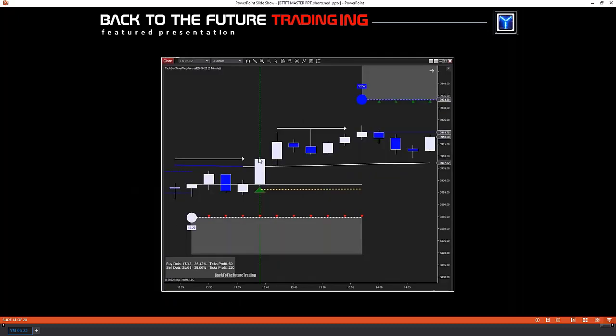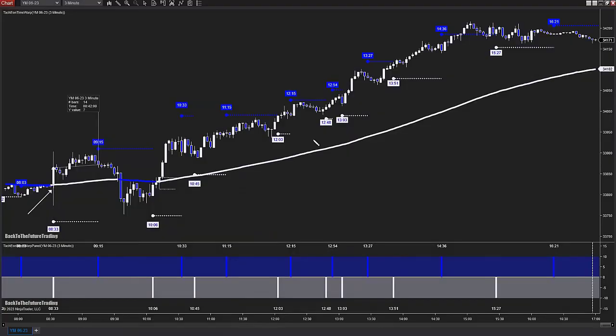We enter at the close of the candle. We put our stop 1 to 2 ticks below the candle that closed in the direction of the trend. And if we did that in the Dow today, from here until the close of the 10:33 signal, that's a 60 tick move, $300.